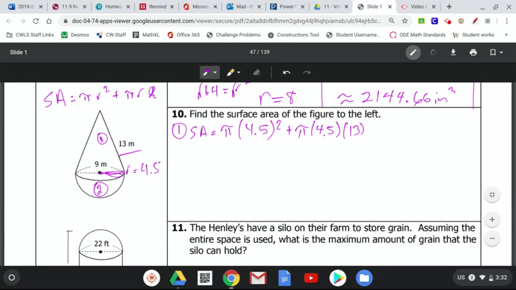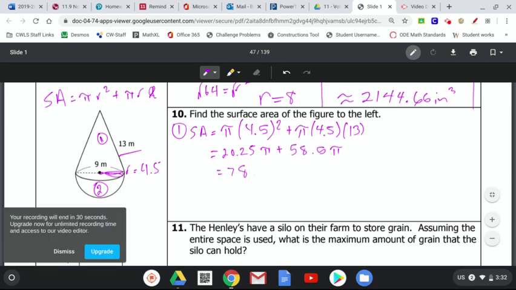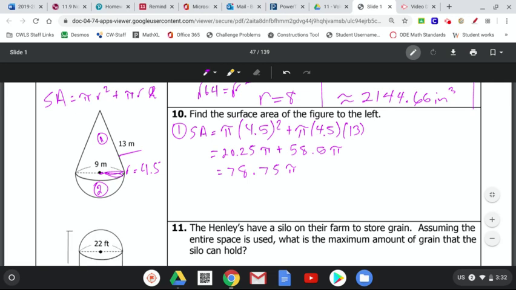Now, when you plug that all in your calculator, you're going to get 20.25 pi plus 58.5 pi. If you want the exact answer, you're going to add up 20.25 plus 58.5, and you're going to get 78.75 pi. So that's going to be the surface area of the first one.